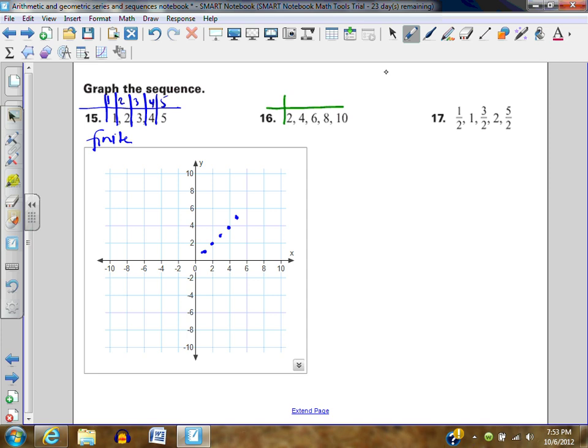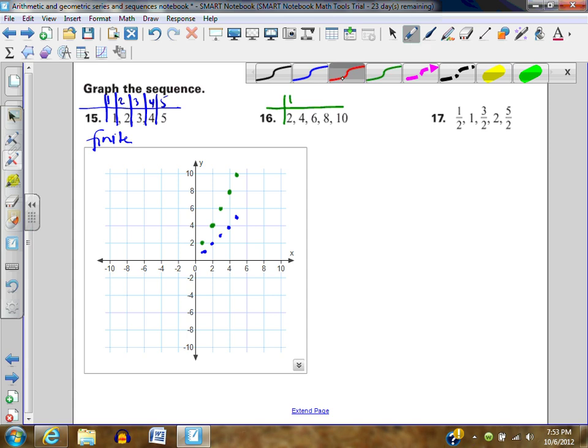Remember, this means when x is 1, y is 2. And when x is 2, y is 4. And when x is 3, y is 6. And when x is 4, y is 8. And when x is 5, y is 10. So there's that point. I'm going to do the other one in red.